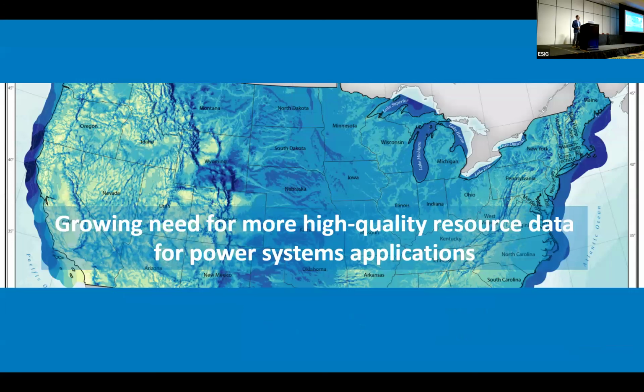So I guess folks have already kind of said this, but I'm more on the power systems side than on the atmospheric science side. And what I see when I chat with folks in the field is that we have this growing need, just like Justin's figure was showing, for more high quality resource data for power systems applications, both in the present and especially looking into the future in these systems that are more dominated by variable generation.